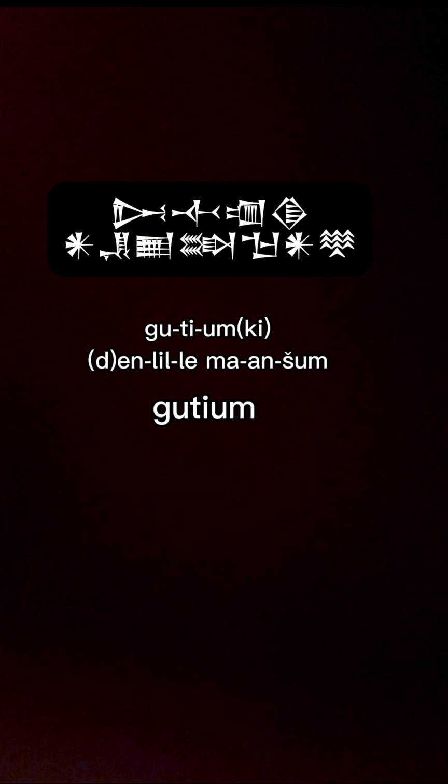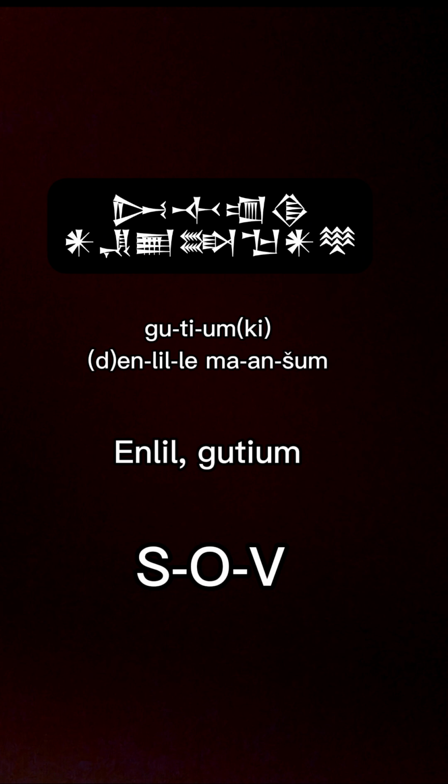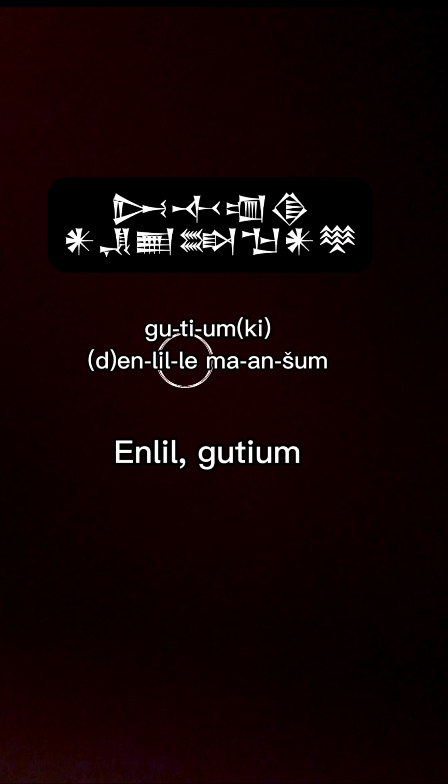So at this point, we know that Enlil, being the subject of the transitive verb, is doing something to Gutium, the city. So even though in Sumerian Gutium is read first, in English, we're going to translate it with Enlil first, because Sumerian is subject, object, verb, and Enlil is the subject of this transitive verb. And we know that because it's marked, as I said, with the ergative case marker. So it's going to be Enlil doing something to Gutium, not Gutium doing something to Enlil.